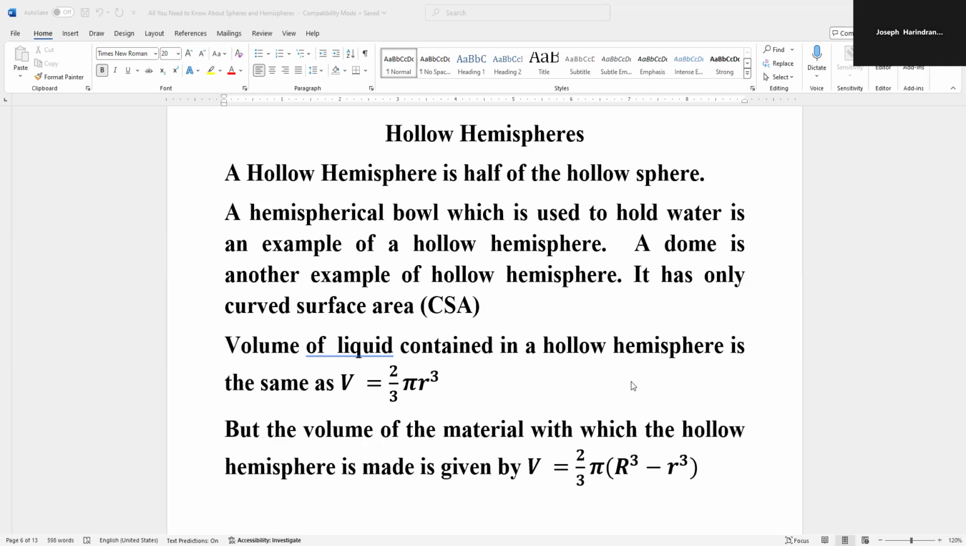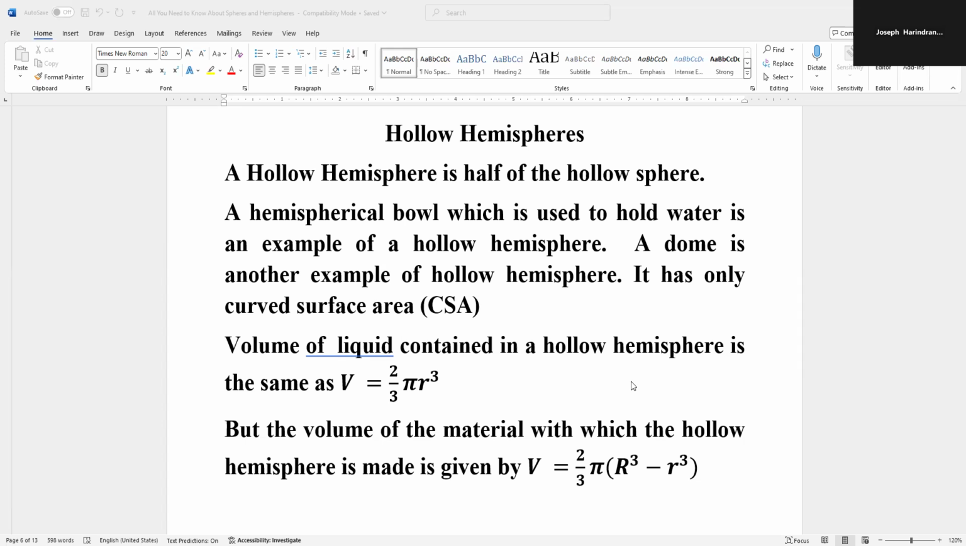In fact, a hollow hemisphere we can use as a vessel, as a bowl for serving soup and other things. Even a cup is in the form of a hollow hemisphere. A dome is another example of a hollow hemisphere. It has only curved surface area, CSA, because the bottom surface is not present. So the total surface area is not considered here, only the curved surface area, the CSA, is considered.